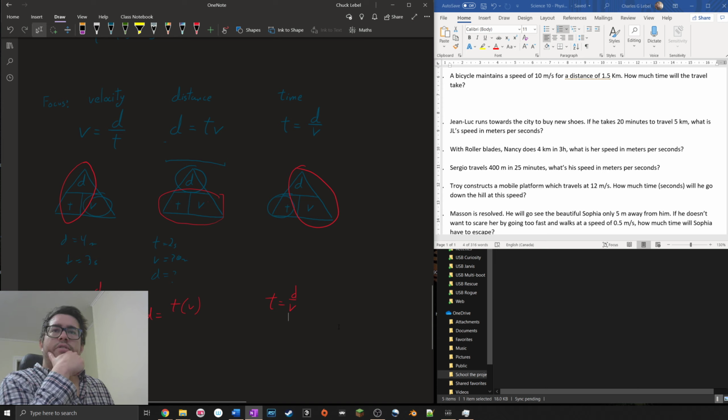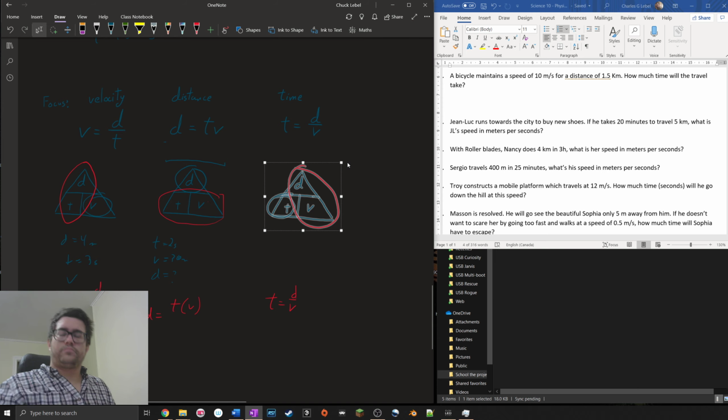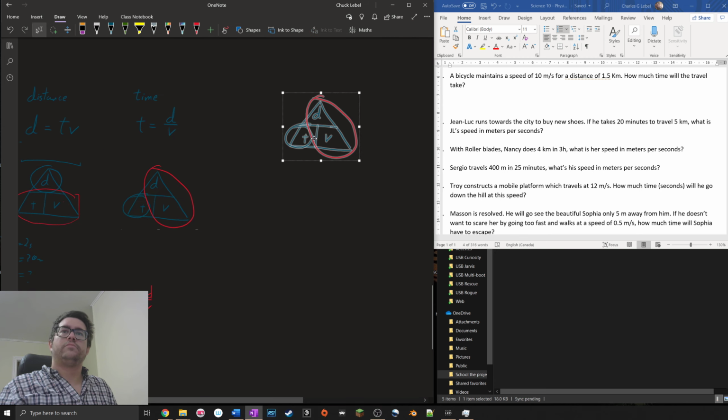Okay, so the little triangle can be useful. So I'll put it here. Personally, I don't want to use it. I just want to know one formula and then move the letters around. Okay, but one thing at a time.